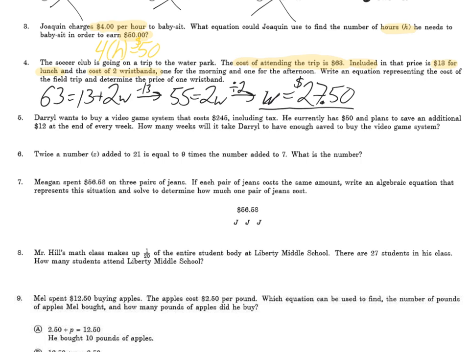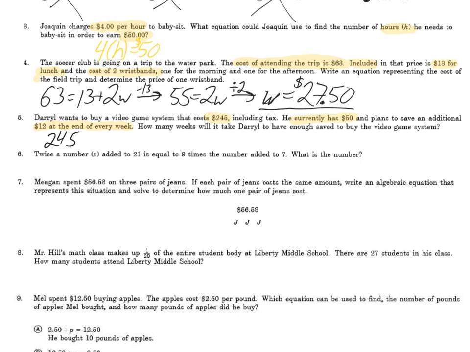How many weeks will it take Daryl to have enough saved to buy the video game system? Okay, so let's go ahead and highlight some stuff. The game system costs $245. He currently has $50, and plans to save an additional $12 at the end of every week. How many weeks?